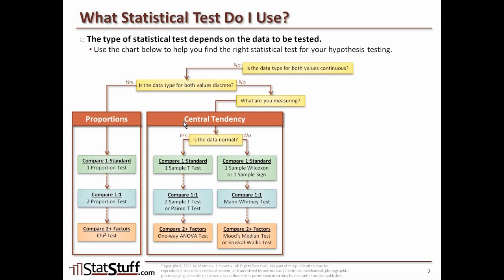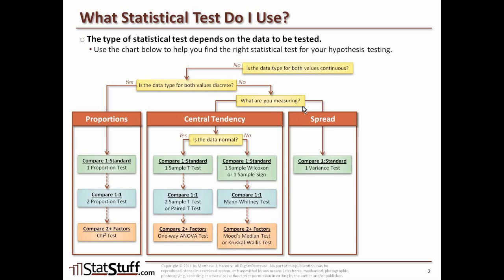Now, this is for the tests related to central tendency, but if we're measuring spread instead, then we'll find ourselves going down this path. Again, when we're comparing one value to a standard, like a target or a goal, we're going to use the one variance test. But if it's one to one, between two different types of things that we're comparing, then we're going to use the two variance test. But if it's multiple factors that we're comparing, we're going to use the test for equal variances, which is also called the homogeneity of variance test, or HOV.